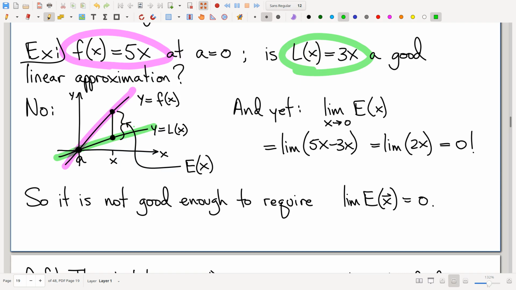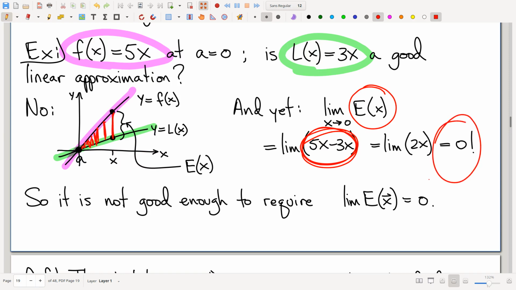And yet, look at the error. The error here, the value of the function minus the value of the linear approximation, keeps getting smaller and smaller. The error indeed approaches zero. So let's ask the question again for rhetorical purposes. Is it sufficient simply to require that the error approaches zero? I think no, that's really not sufficient. If we simply required the error to go to zero, I would have to accept that green linear approximation as being a good linear approximation for this function, which it obviously isn't. So not good enough. Everybody with me?